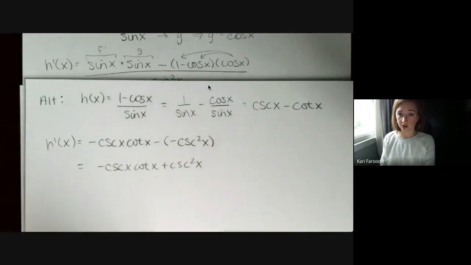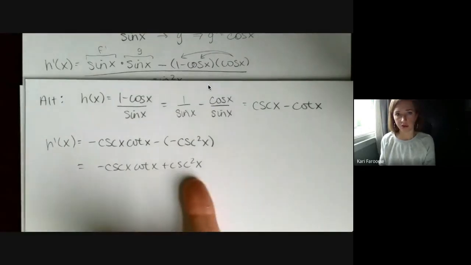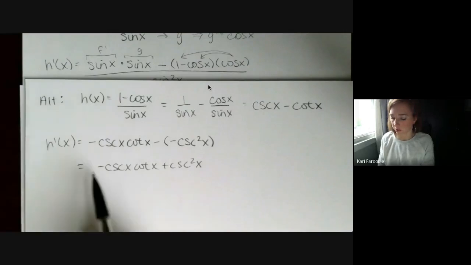And if you tried to factor out a cosecant x, you can, but it's not going to get you anything more interesting. You would still just end up with a cotangent plus a cosecant. Nothing you can do there.